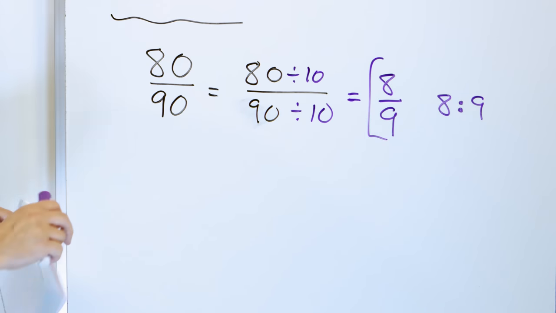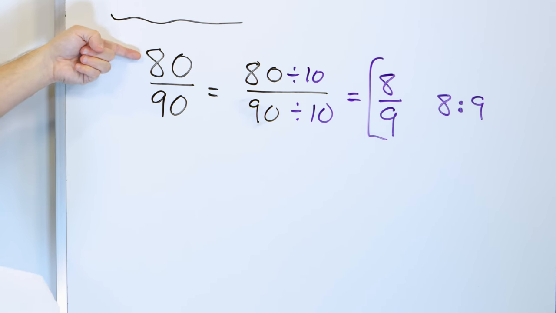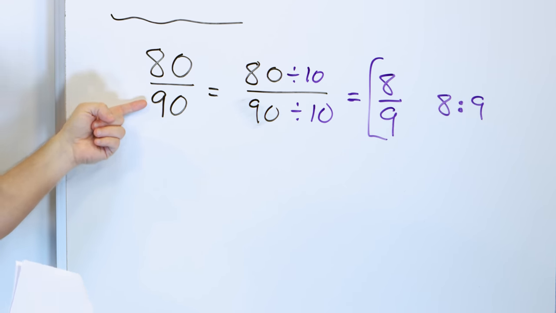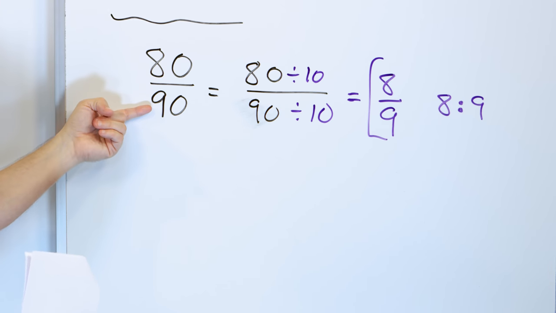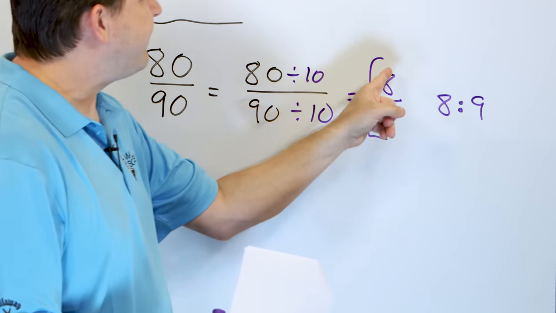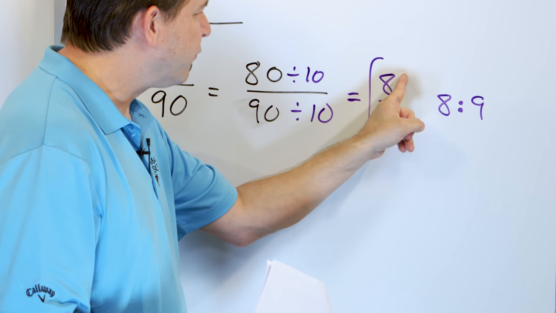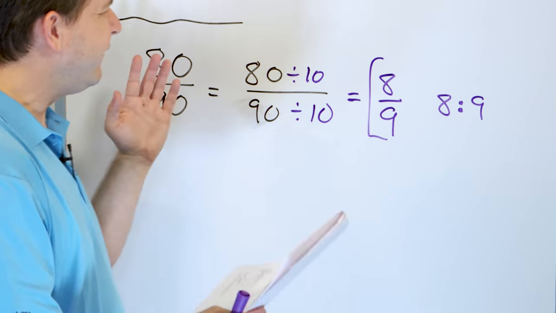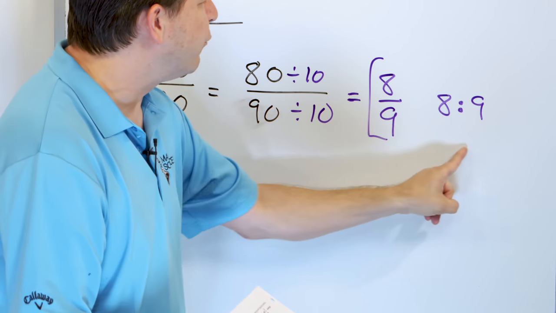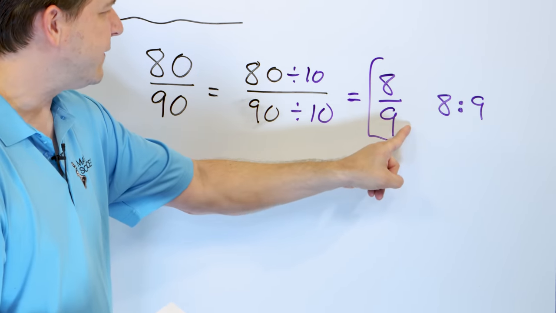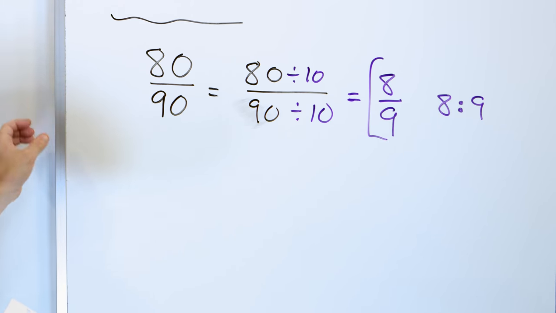So what we're basically saying is if 80 of them have blue headbands as compared to 90 that have red headbands, in other words, there are more people that have red headbands, but just a little bit more, right? That's the same ratio as if 8 have blue and then 9 have red. So you see that the numbers have the same relationship, but we're just simplifying it down to a more simplified ratio. 8 out of 9 compared to 80 out of 90, same ratio.